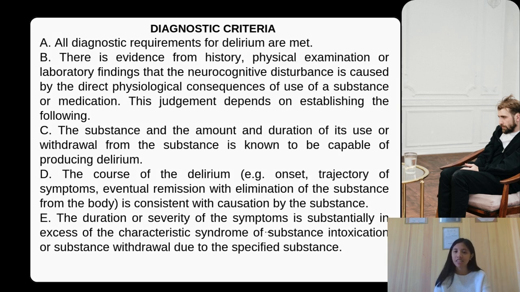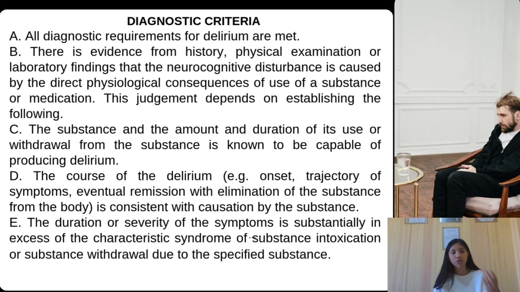Again, this judgment depends on establishing the following: that the substance and the amount and duration of its use or withdrawal from the substance is known to be capable of producing the delirium. Letter D. The course of the delirium, onset, trajectory of the symptoms, eventual remission with elimination of the substance is consistent with the causation by the substance. What this means is that the delirium is caused by a substance like alcohol, drugs, or medication that follows a predictable pattern based on the substance's effect on the body.